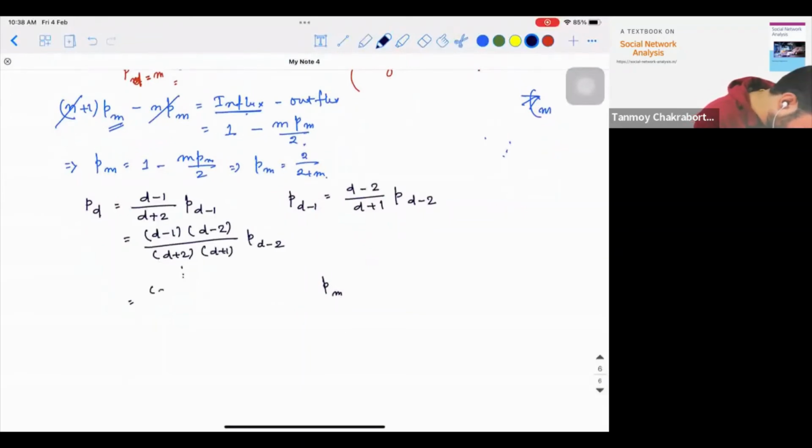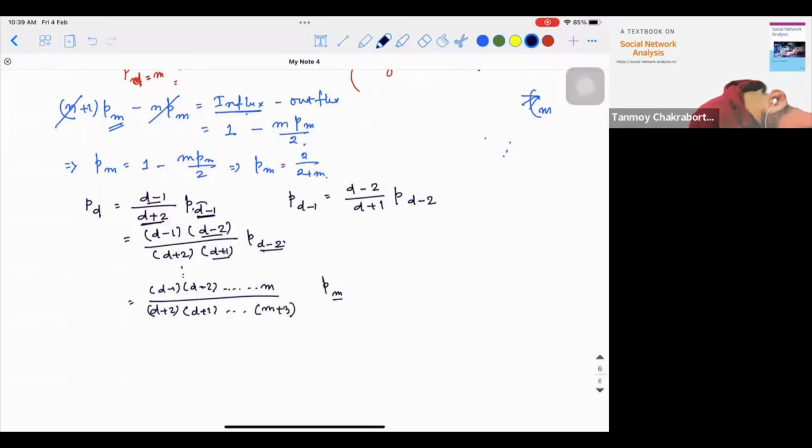So if we do that, this would be (d minus 1)(d minus 2) dot dot dot. What would be the last term? So d minus 1, you see d minus 1 here, d minus 2, you see d minus 2 here. If it is m, then the last term would be m in the numerator. Look at the denominator. So (d plus 2)(d plus 1) dot dot dot. When this is d minus 1, this is d plus 2, that means d minus 1 plus 3, right? So this plus 3, again d minus 2 and then d plus 1, so d minus 2 plus 3, right? So if it is m, this term would be m plus 3.